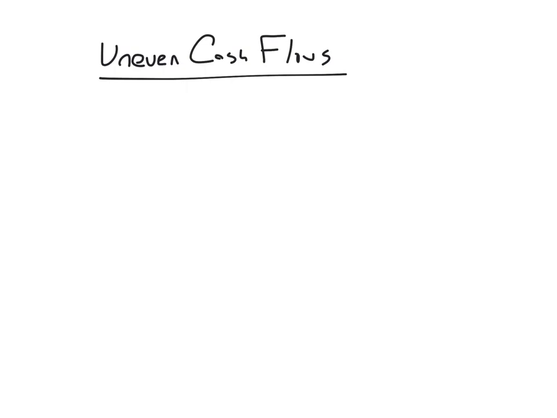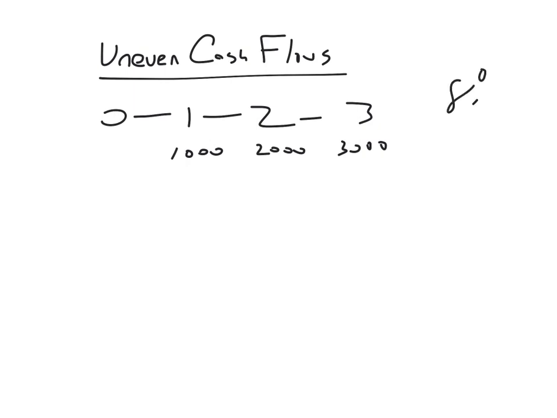Let's consider a three-period cash flow. The first cash flow, the first payment 1 year from now, will be in the amount of $1,000. 2 years from now, we will have a cash flow of $2,000, and 3 years from now, a cash flow of $3,000. And let's assume an 8% discount rate.